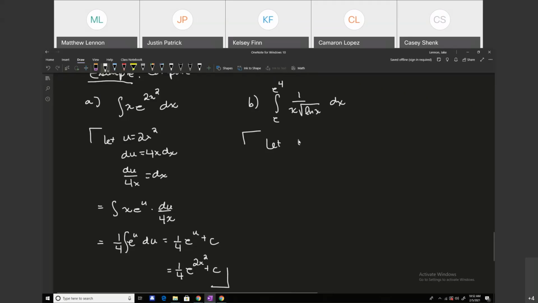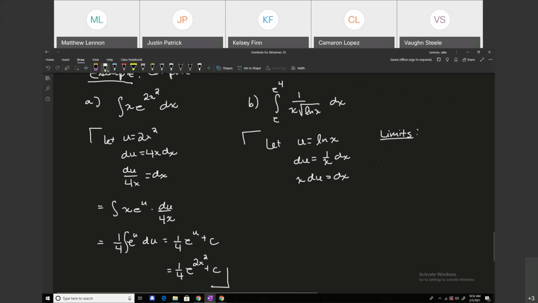So let's let u equal natural log of x. So then du will be 1 over x dx. So x du is equal to dx. This is a definite integral here, so let's see what happens to our limits.